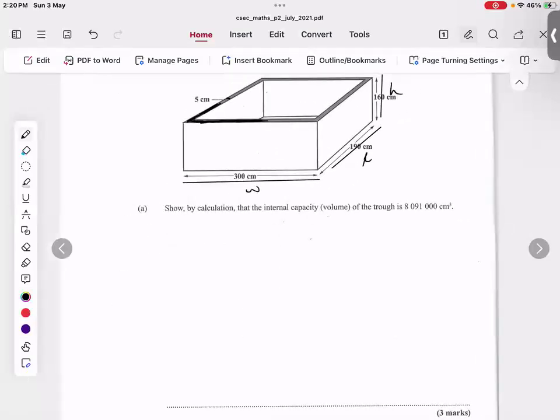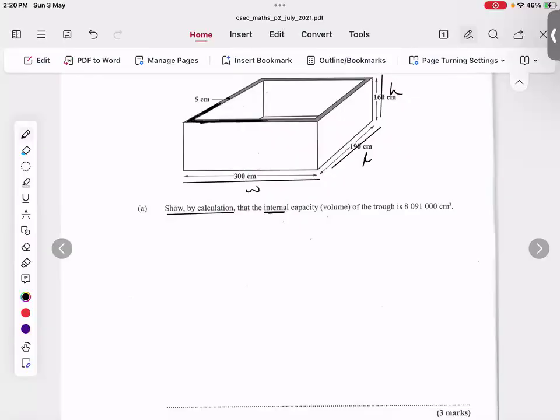Now it says show by calculation that the internal capacity. So in the exam on May 12, if you see a question similar to this, and I only mention the word capacity without giving you the clue that it's volume, remember capacity means volume, okay? So show that the internal capacity, or the volume of the trough, the internal portion, is 8,991,000.